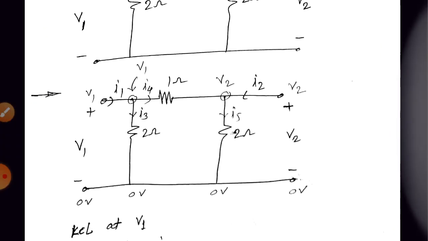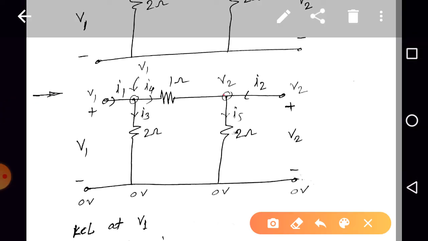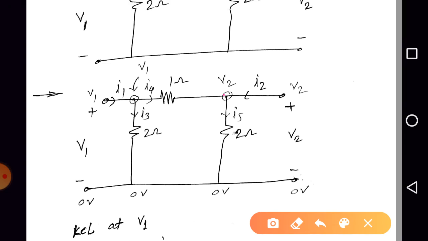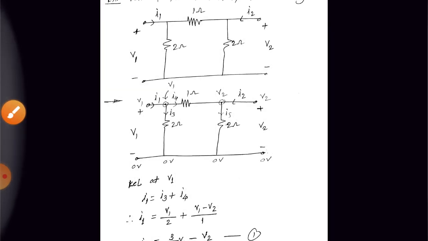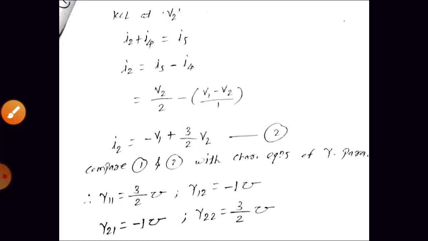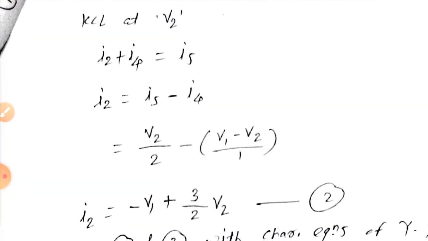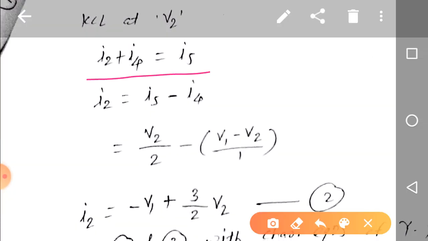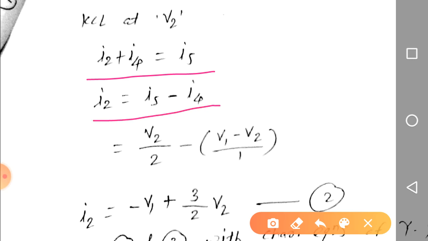Similarly, can we apply KCL at V2? What will be the KCL equation? I2 plus I4 is equal to I5, right? So I2 is equal to I5 minus I4. We are interested in finding the expression for I2.